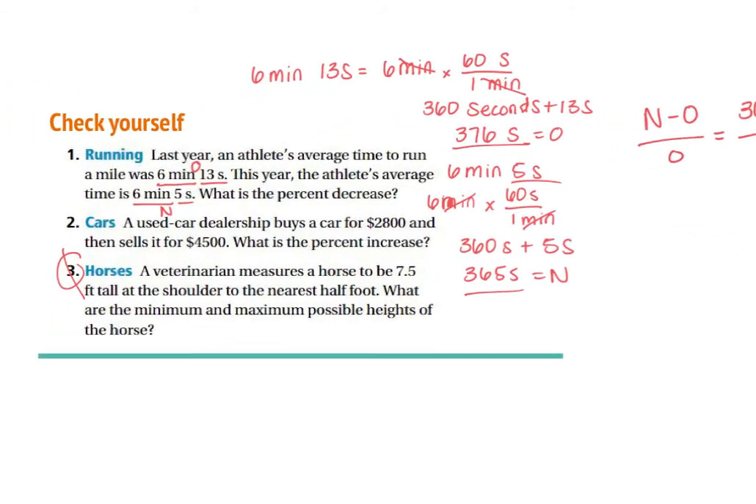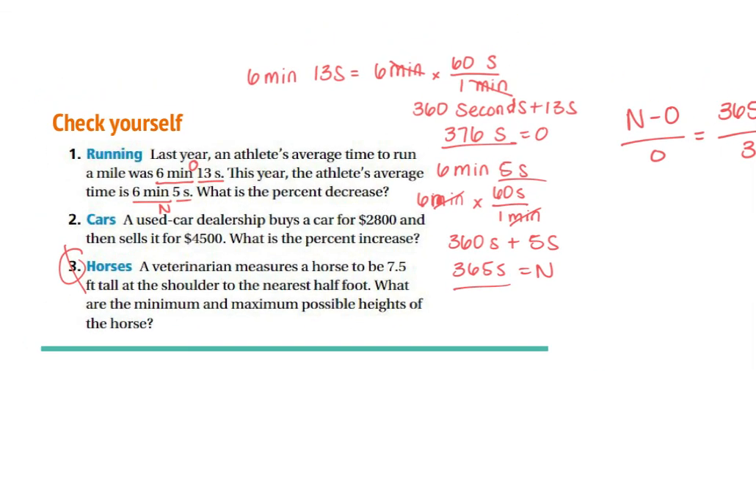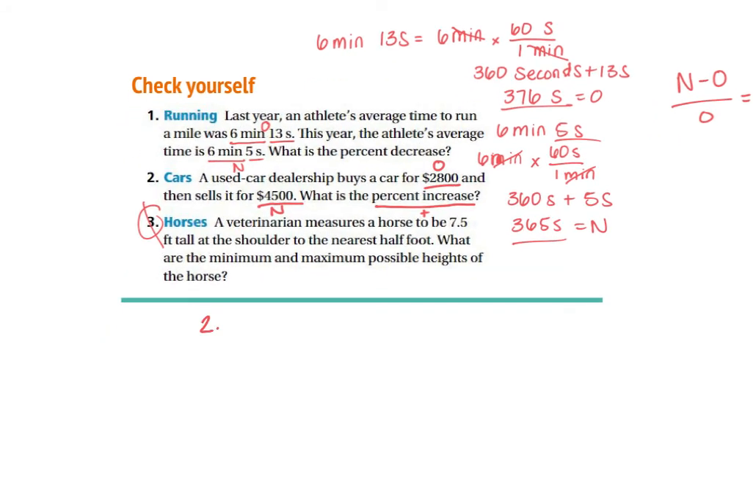Next one. A used car dealership buys a car for $2,800 and then sells it for $4,500. What is the percent increase? So we know our answer has to be positive. If they bought it for 2,800, that's our old price, and they're selling it for 4,500, so that's our new price. All we have to do is set up the same equation: n minus o over o. So n is 4,500 minus 2,800, divided by 2,800.